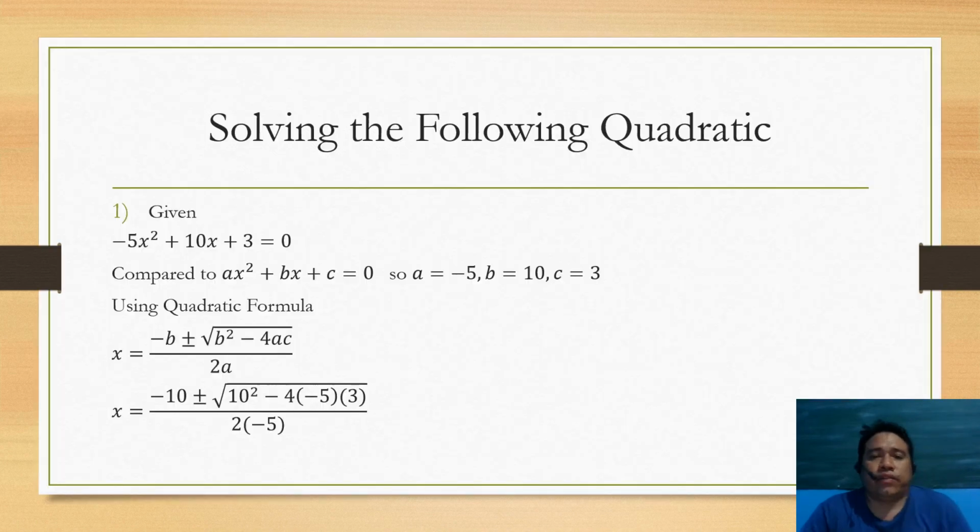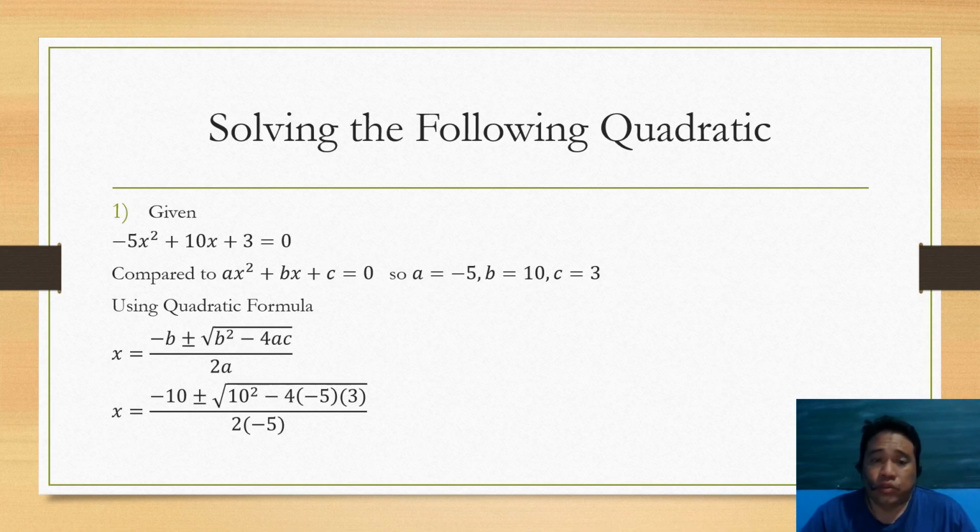So here we have our first question: solving the following quadratic. It says given negative 5x squared plus 10x plus 3 equals 0. We compare to ax squared plus bx plus c equals 0. So we notice that the coefficient of x squared is negative 5, so that's a. The coefficient of x, which is 10, will be b, and then c will be 3 since that is the constant.